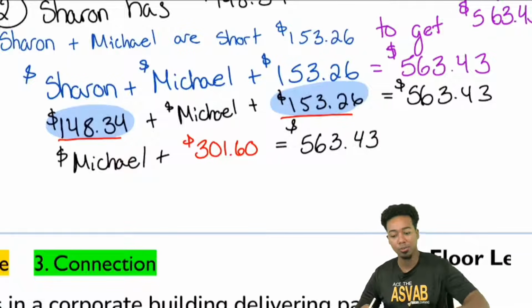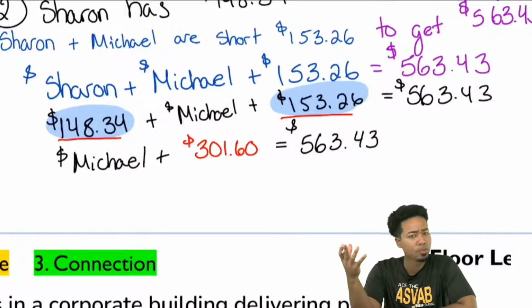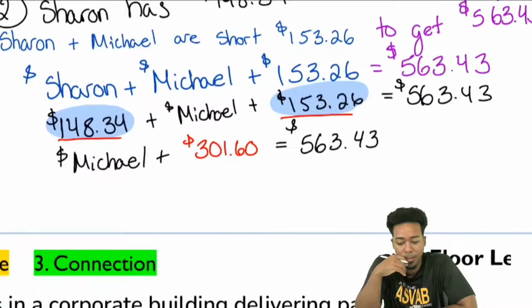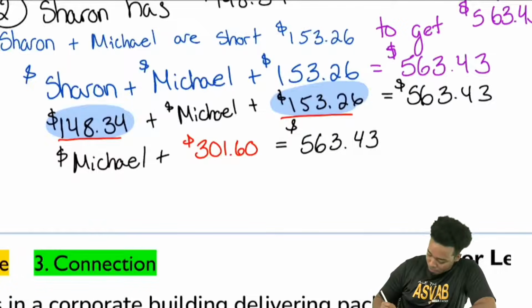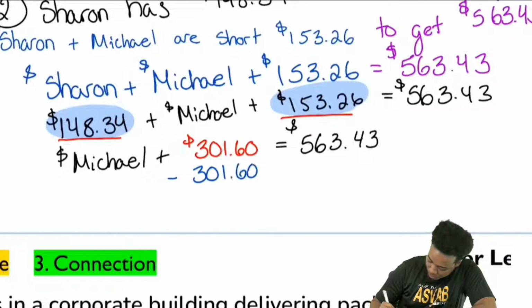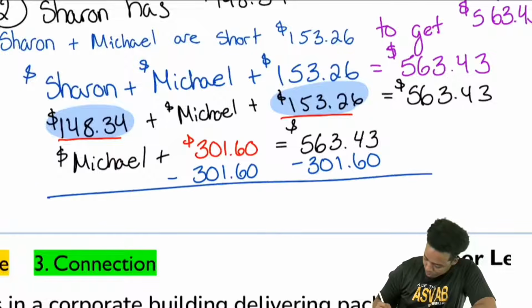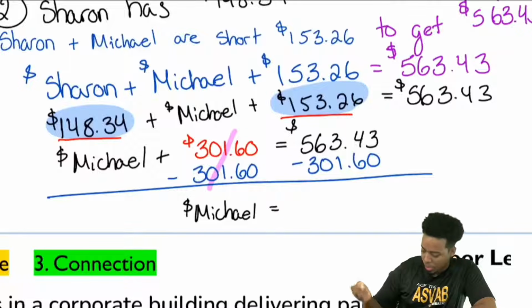But I don't like lazy folks. Come on, subtract both sides by what? That's right. Subtract 301.60 from both sides. Both sides. Not just the 563, but from both sides. So minus 301.60, minus 301.60. Boom. That's going to cancel out on the left, leaving you with Michael equals, and look at this.